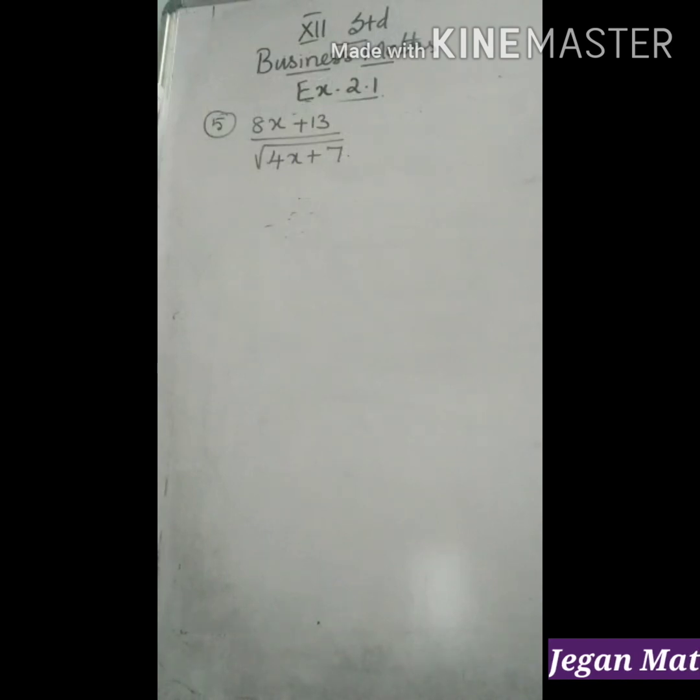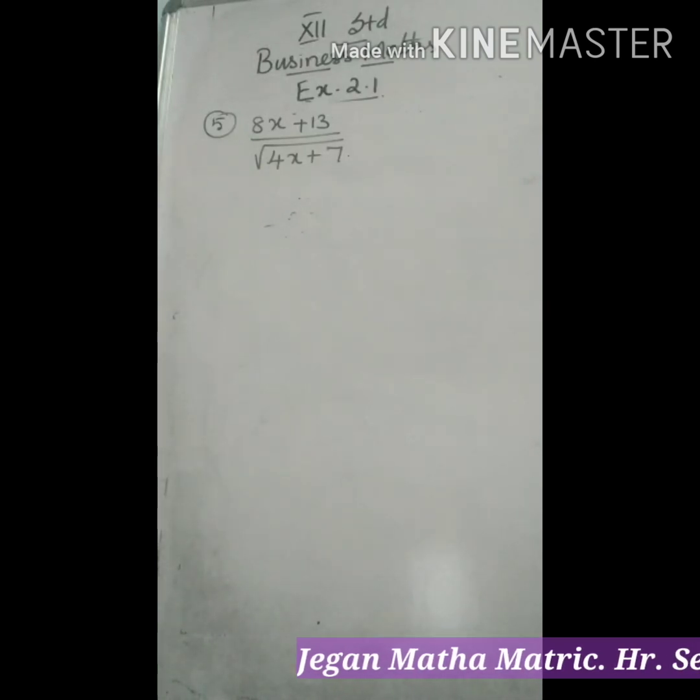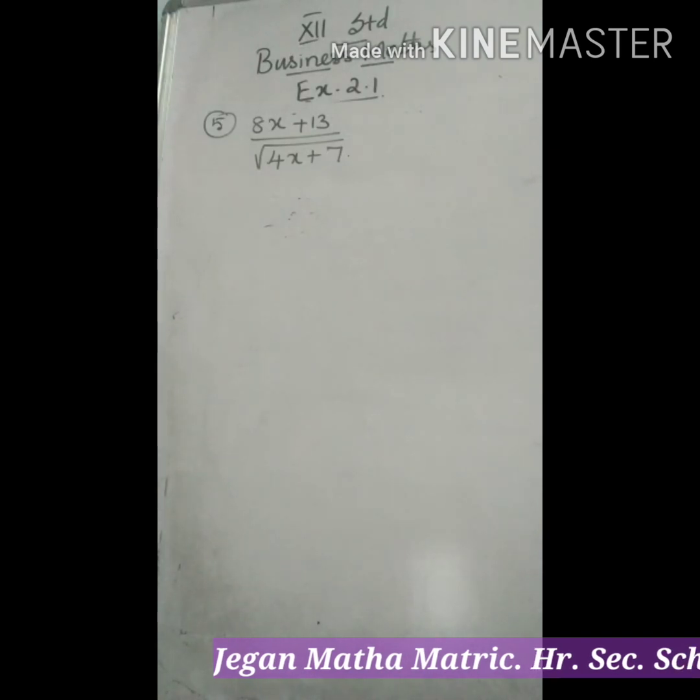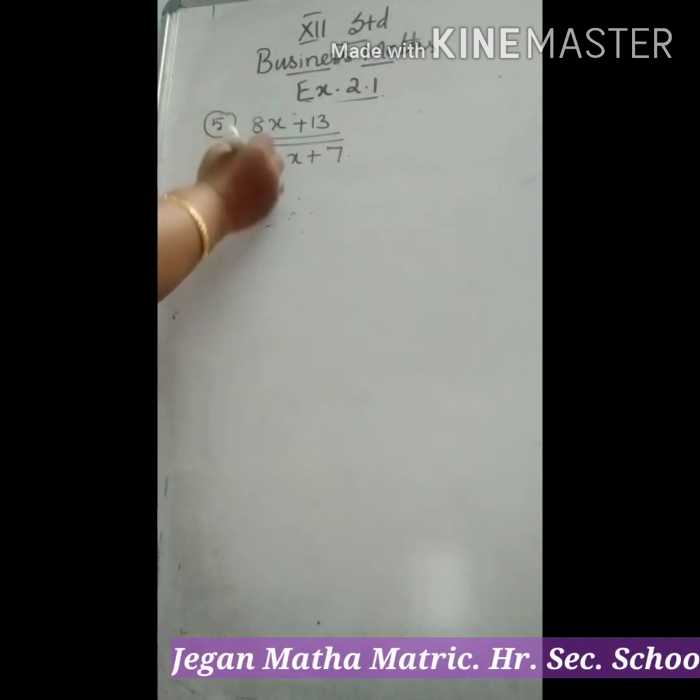Hello students, today we are going to see 12th standard business maths, second chapter, integral calculus 1, exercise 2.1. Let us see the fifth question. Integrate (8x + 30) divided by root of (4x + 7). Now we have to integrate this one.